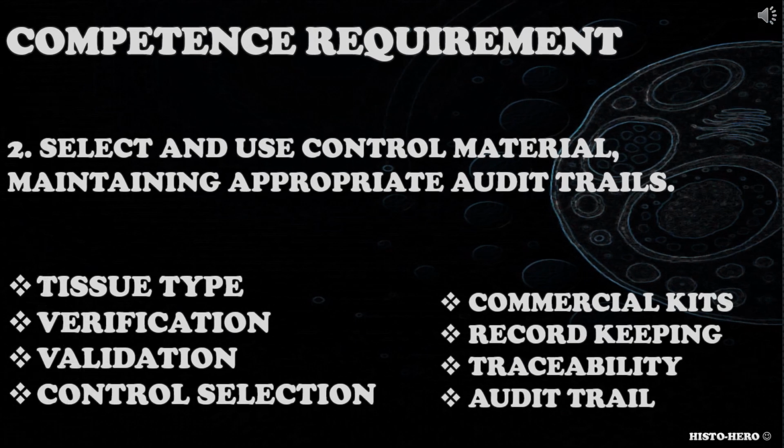The second competence requirement is for you to select and use control material, maintaining appropriate audit trails. How would you select control material for molecular analysis of sample homogenate? How would you maintain audit trail? Consider tissue type and availability, verification and validation of control material, selecting correct control material, commercial kits available and their control material, record keeping, traceability, audit trail.